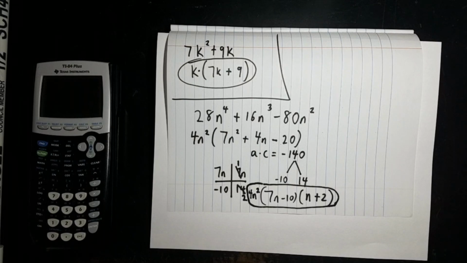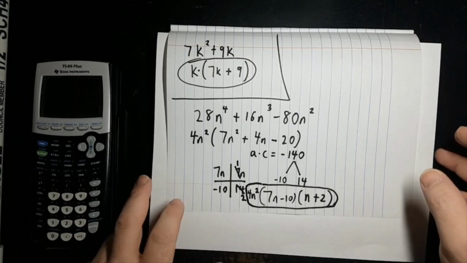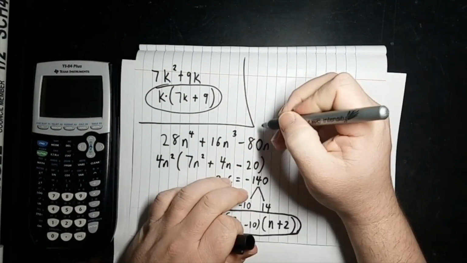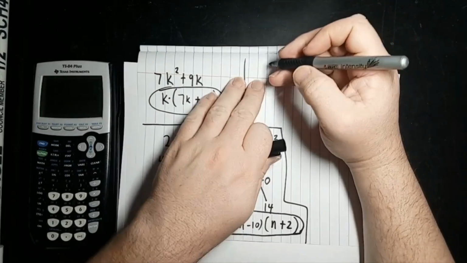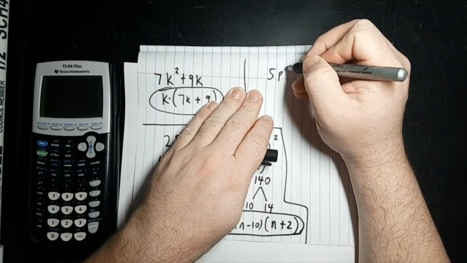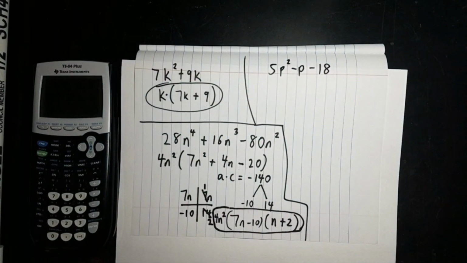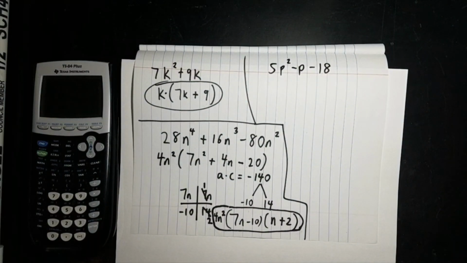Let's try... do I want to do that one? I want to try one more with a quadratic. I don't want to do one too crazy. Or do I? Yeah, let's do that one. I'll do it over here. One more with a basic quadratic, and then we're going to go to some higher level stuff. 5p squared minus p minus 18. Again, pause it if you want to give it a shot. Let's just see what happens.